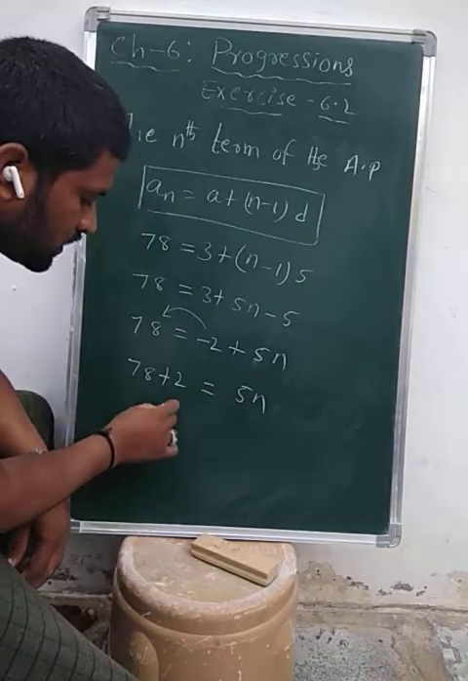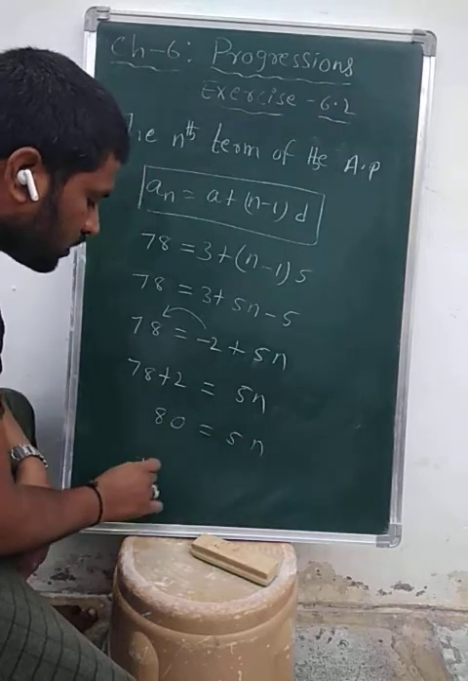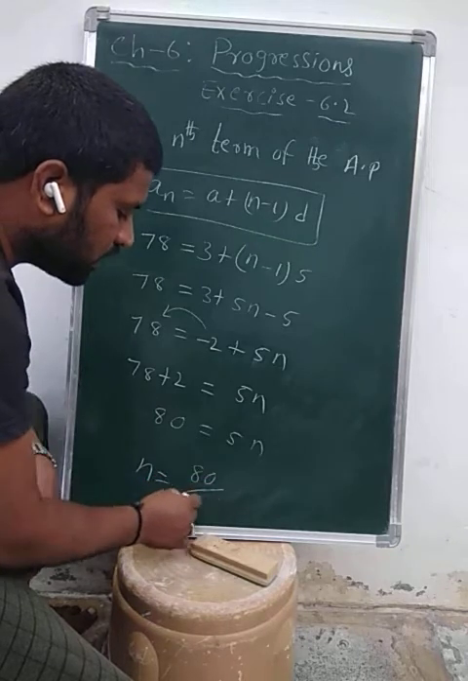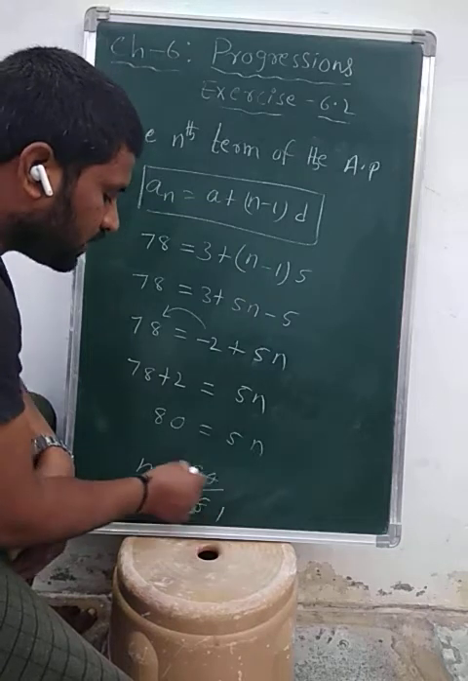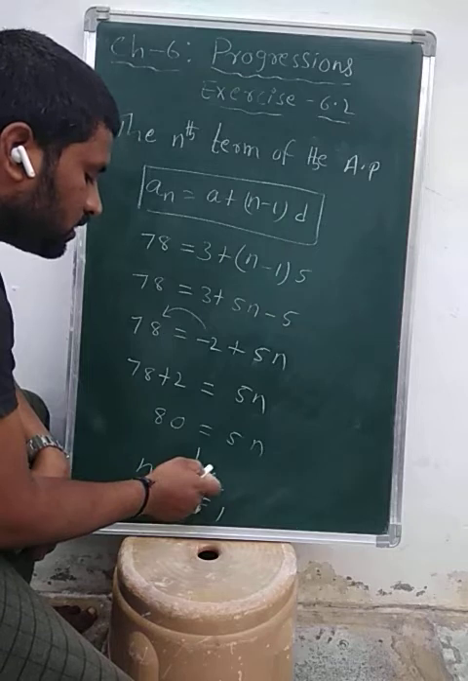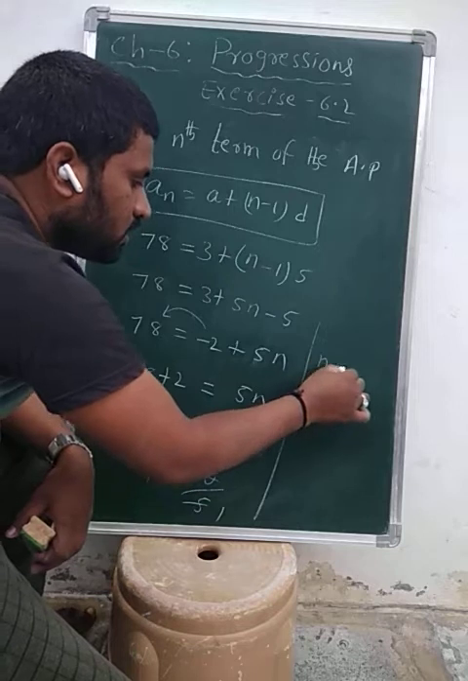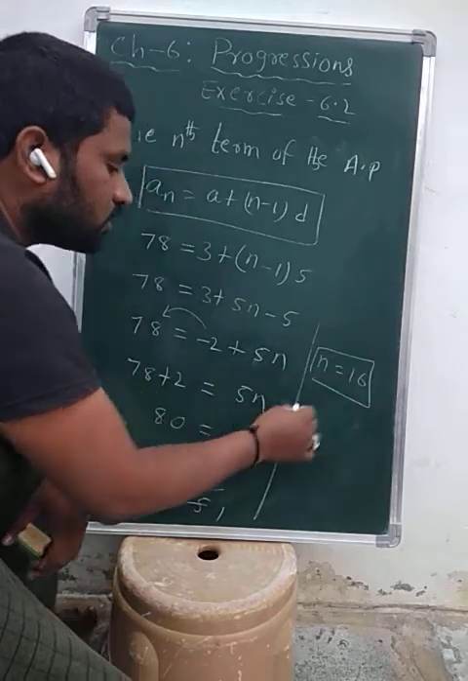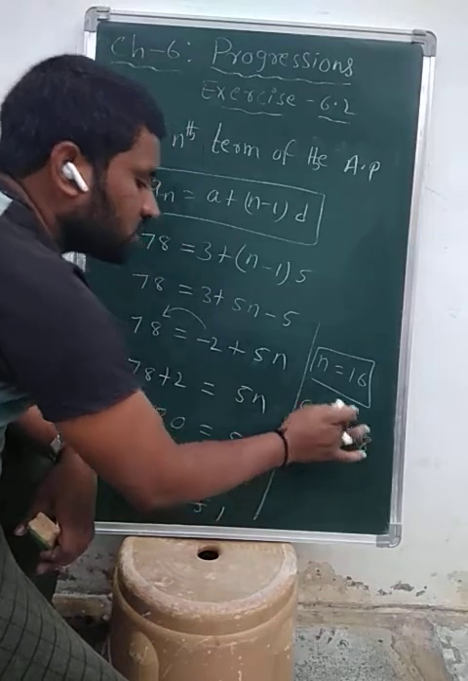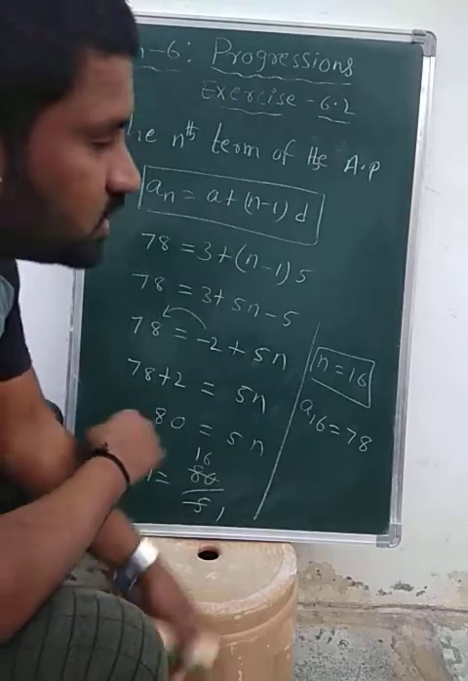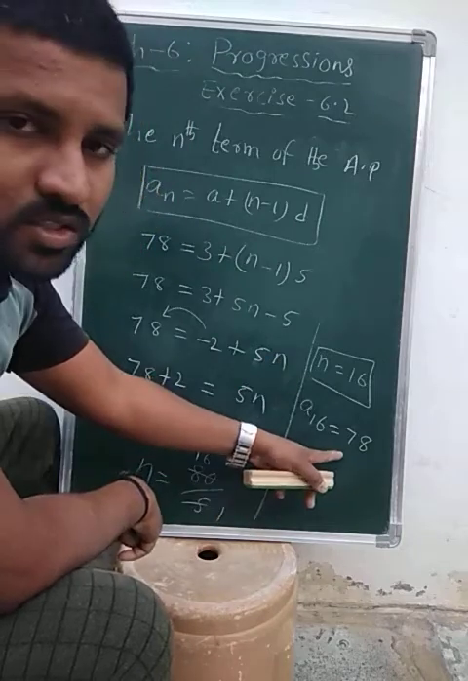Now 78 plus 2, that is 80, is equal to 5n. Then we can write n is equal to 80 by 5. By dividing 80 by 5, 5 ones are 5, then 5 sixes are 30. Simply, n is equal to 16. Therefore a16 is equal to 78. The 16th term of the given AP is 78. Okay?